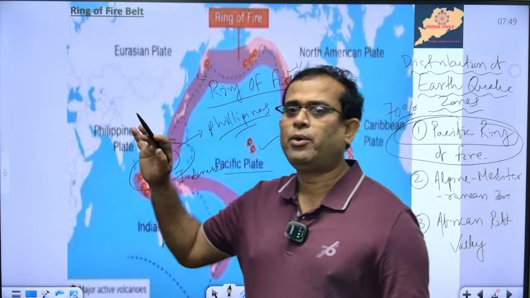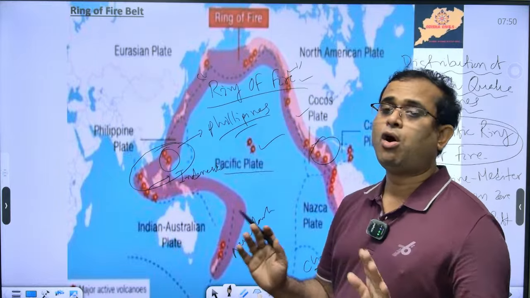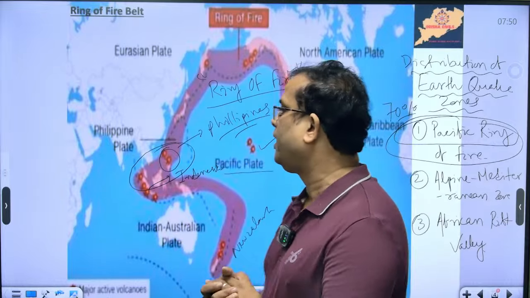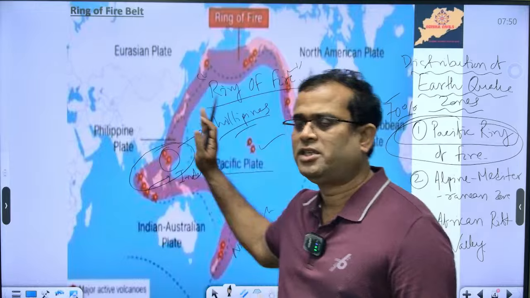So these are the things it covers, Peru and Chile. Chile is the last point. So that is such a long coverage of the Pacific Ring of Fire, right? So 70% of earthquakes happen in this Ring of Fire.